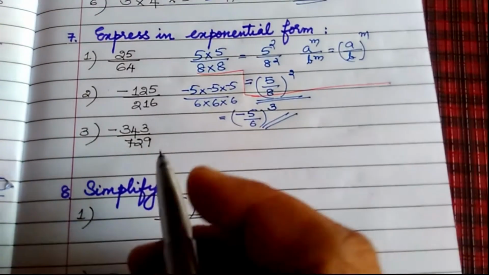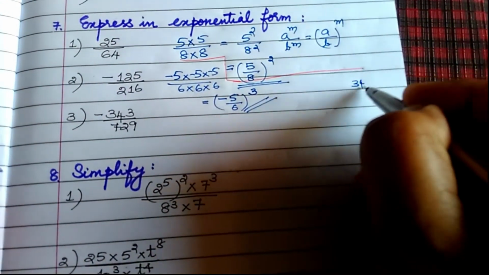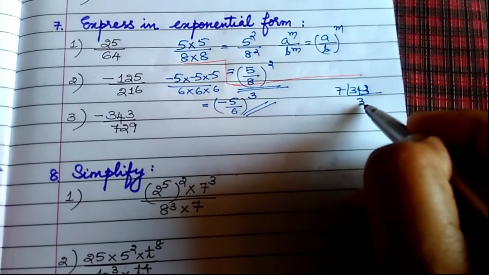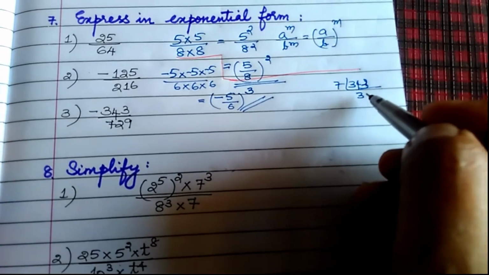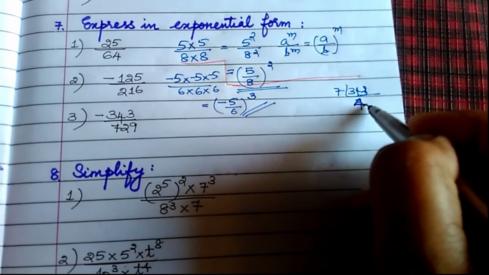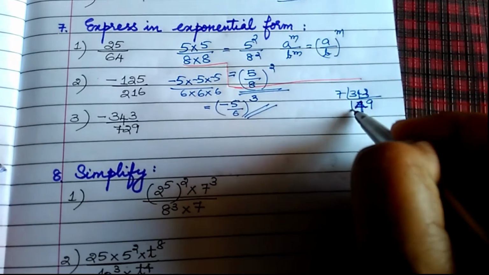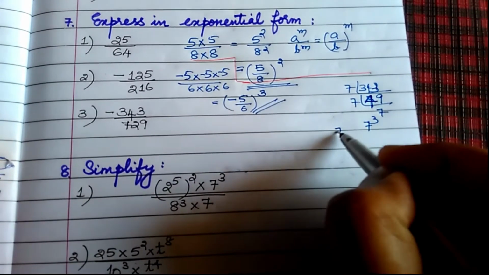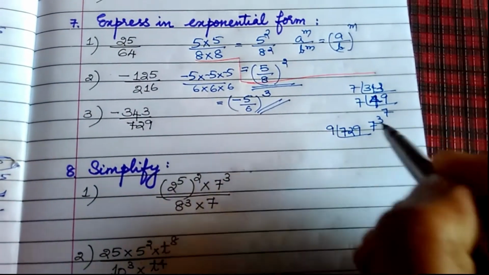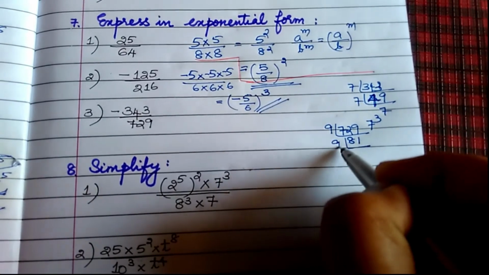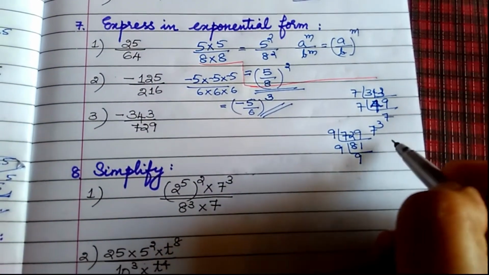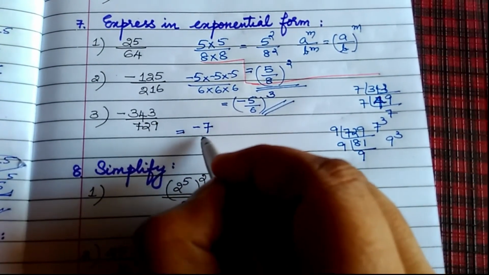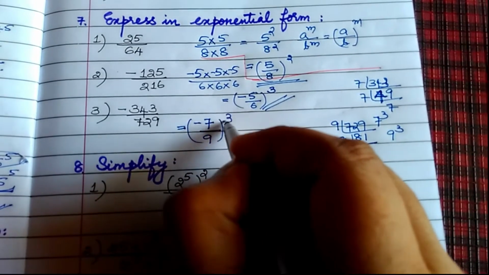Now next one is 343. How will you do 343 divided by 7? 7 times 4 is 28, then 6, so 7, 7, 7. So it is 7 cube. And what about 729? If you divide with 9, it is 81, then divide again, then it is 9. So it is 9 cube. So here it is minus 7 upon 9 whole cube.